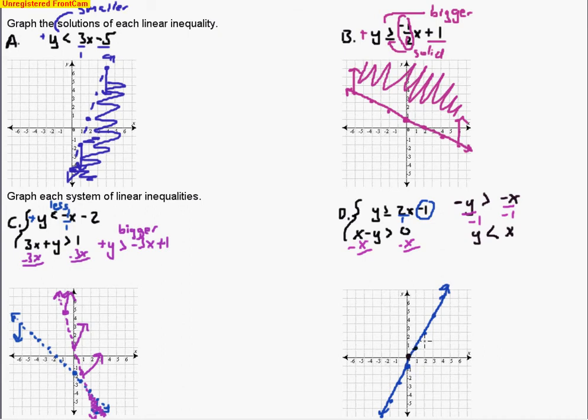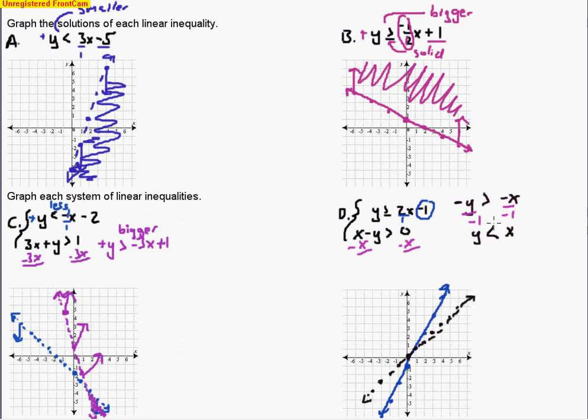Up 1 over 1. So it ends up looking like this. We can also go the other way, down and then to the left. And then we draw the line. This is a dashed line. And put arrows at the end. And now let's figure out the shading.